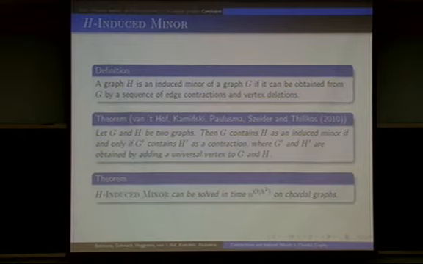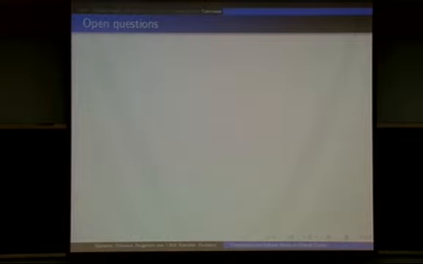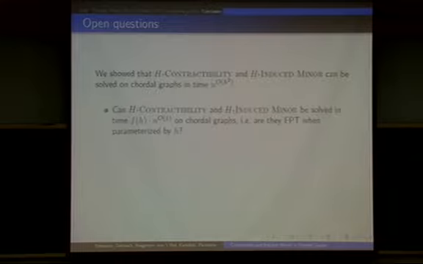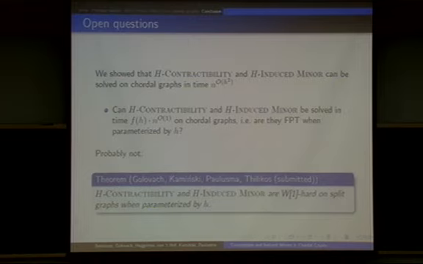So since the open questions come just afterwards, I will start with my questions. What we saw is that you can solve this problem in polynomial time. The question is, can you do FPT time if you parameterize by the size of the target graph? But unfortunately, no, so that's not a question, because these two problems are W[1]-hard on split graphs.